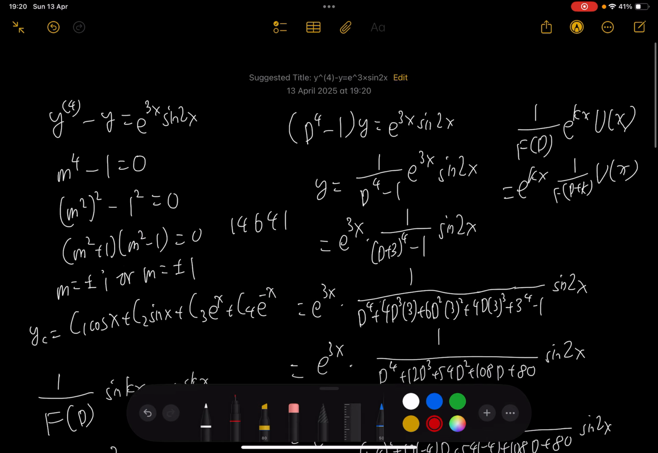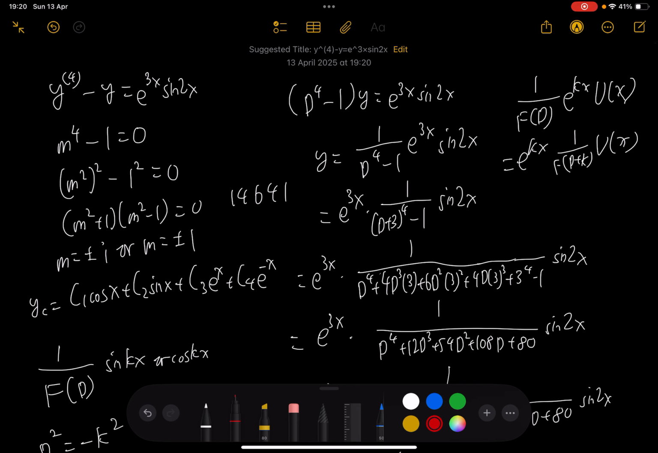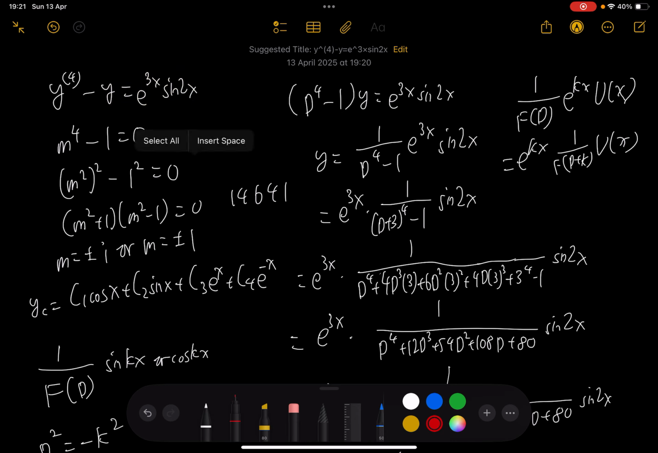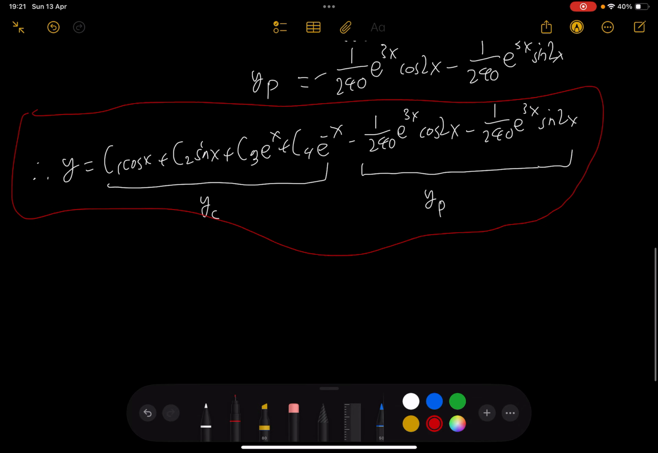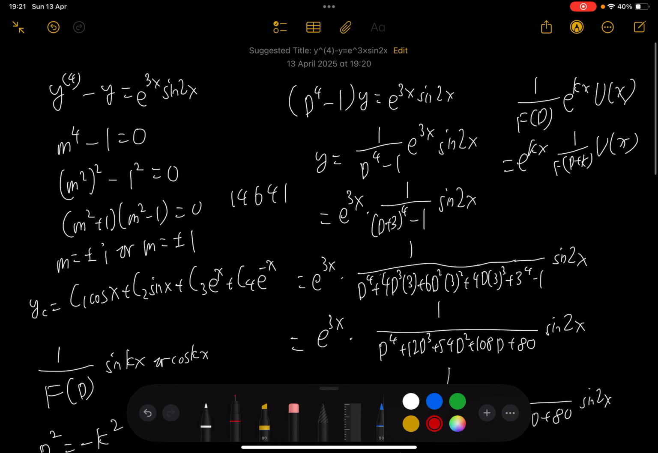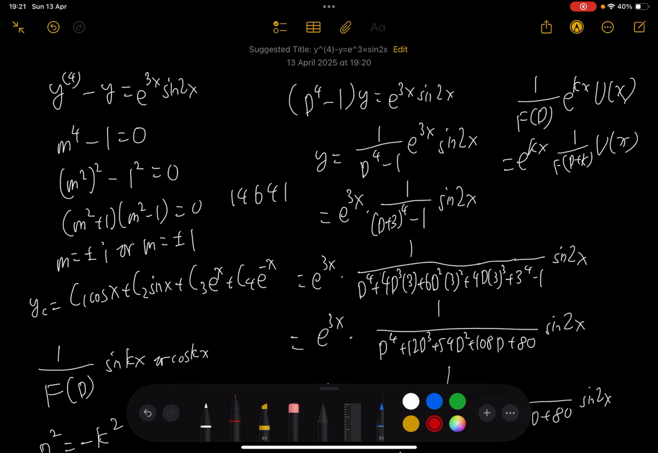This method is way easier than doing this thing 4 times, right? Whenever you see e to the power of 3x with sine 2x, you would have to do k1 cosine 2x plus k2 sine 2x for 4 times. This is way harder. So the operator method is way better when you are dealing with a higher order differential equation like this.